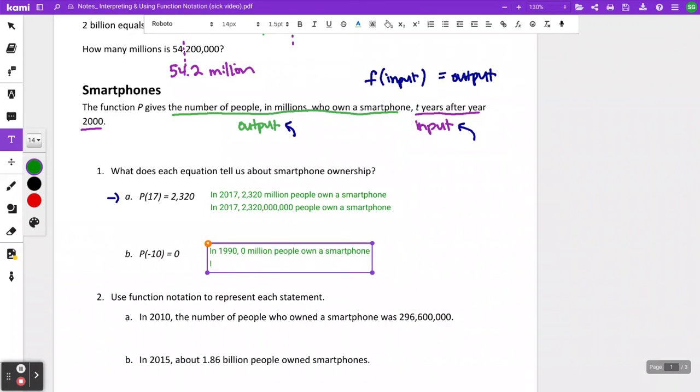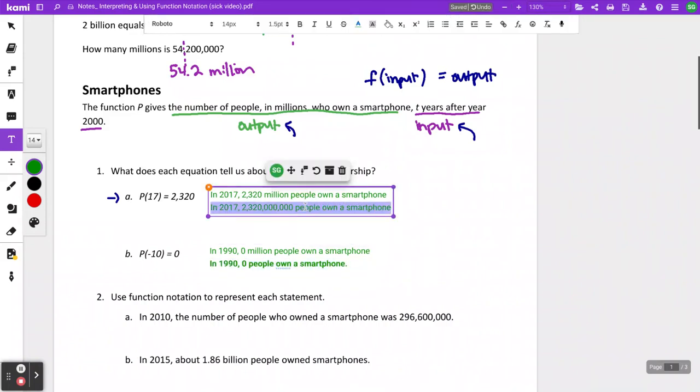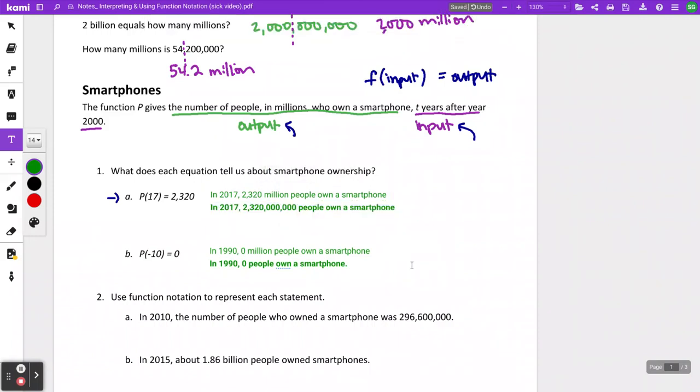So we could make it even better and just say in 1990, 0 people own a smartphone. That right there would be the best answer.